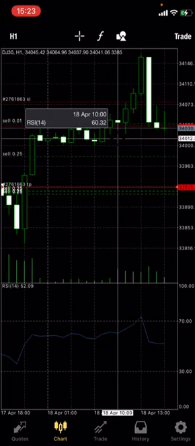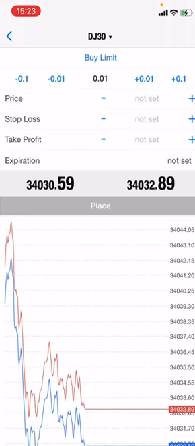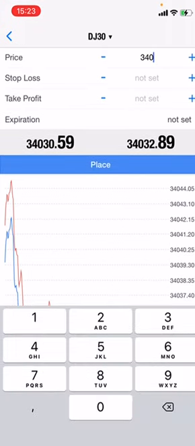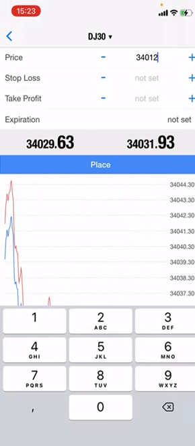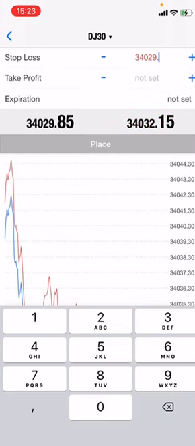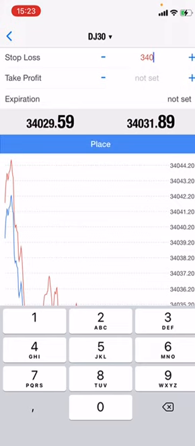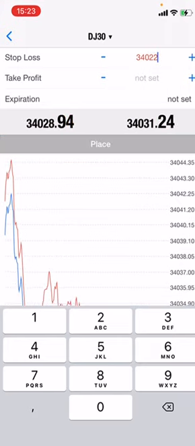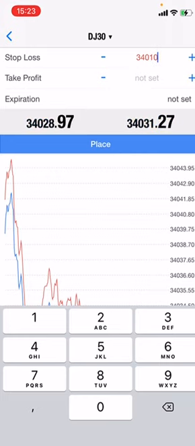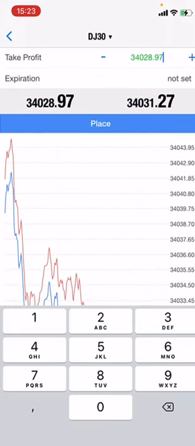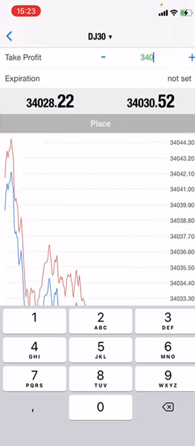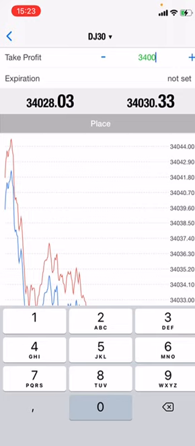You see, so we say 34012, and then let's say maybe our stop loss we put at 34022 to 10, and then take profit. Let's say maybe we're targeting 34,000, since it's a buy limit, it's supposed to be at the higher point. 34,000.